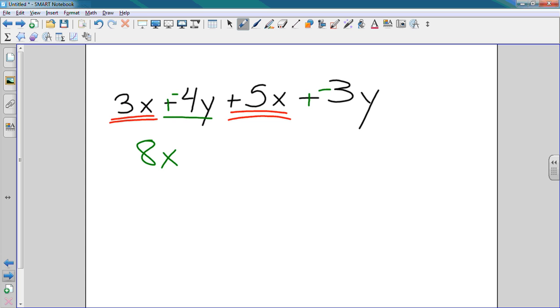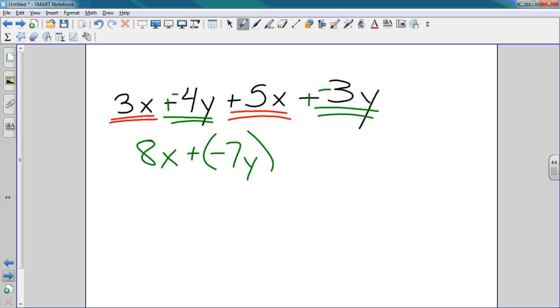I have negative 4 y's, 4 red chips, which stand for y's. And I'm adding negative 3 y's, so 3 more red chips. How many y's do I have? Negative 7y. And that is how you simplify an expression by combining like terms.